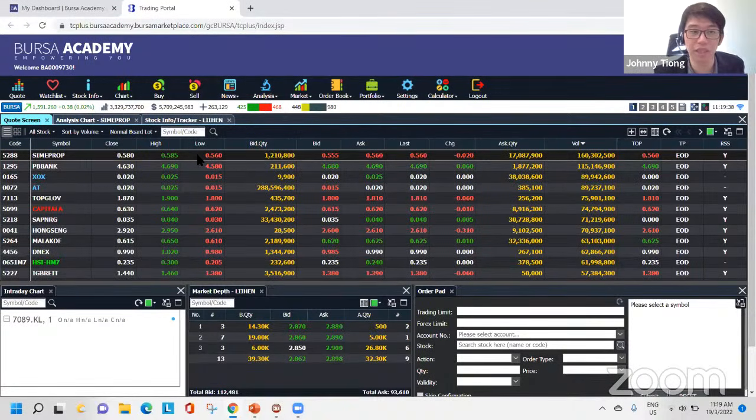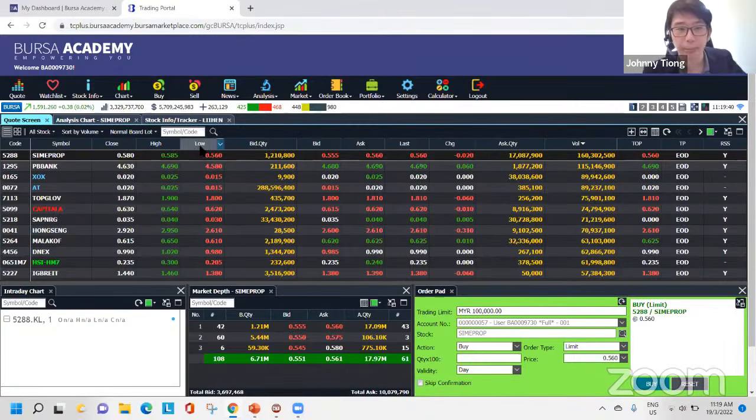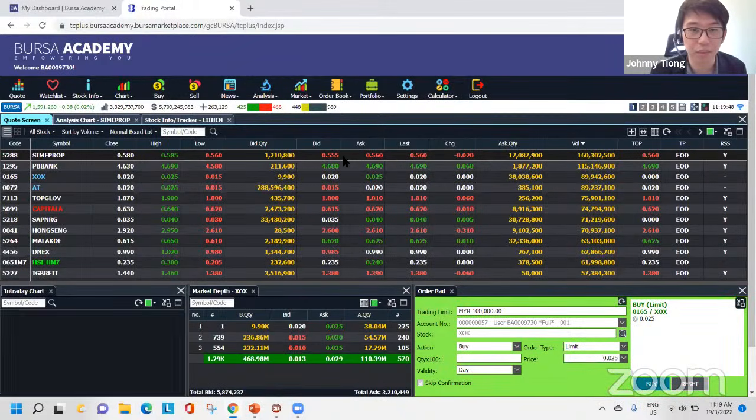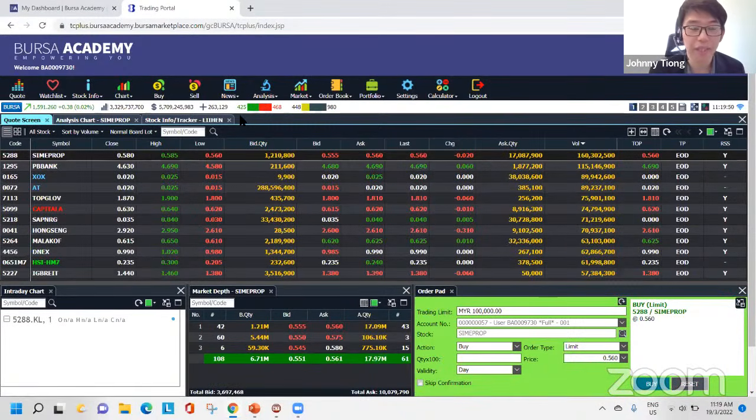The simulator today. Okay, if you notice, because today is Saturday, the market is not active. There's no market for Saturday. So yeah, this is the one. Okay, so I'm going to go through the control panel. The control panel above here: quote, watch list, stock info, start, buy, sell, news, analysis, market, order book, portfolio settings, calculator, log.